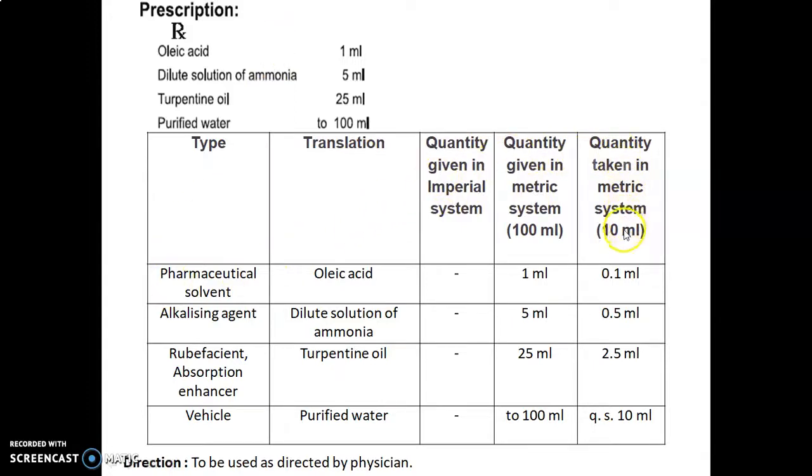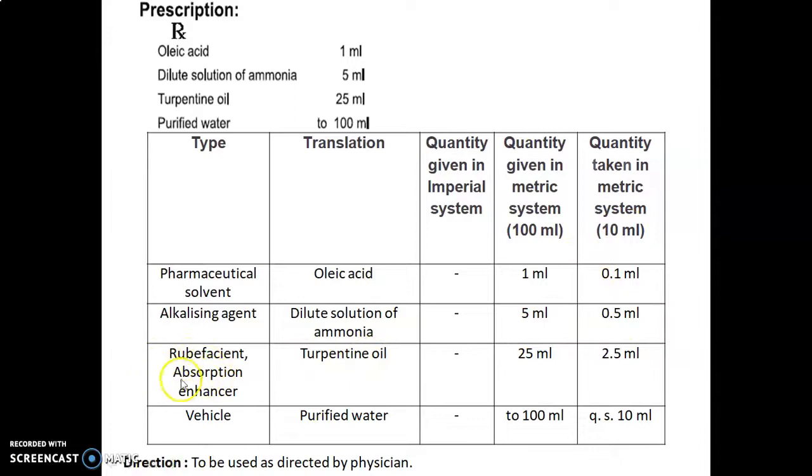Quantity taken in the metric system to prepare up to 10 ml. First, oleic acid is used as a pharmaceutical solvent. Quantity given in the metric system is 1 ml. Quantity required to prepare 10 ml is 0.1 ml. This quantity should be calculated with the help of the factor. Dilute solution of ammonia is used as an alkalizing agent. Quantity given in the metric system is 5 ml and quantity taken should be 0.5 ml.